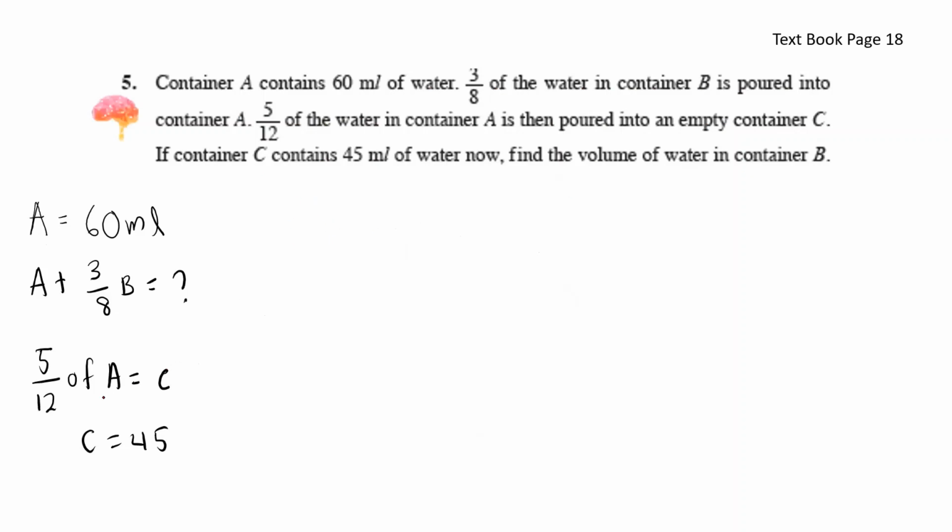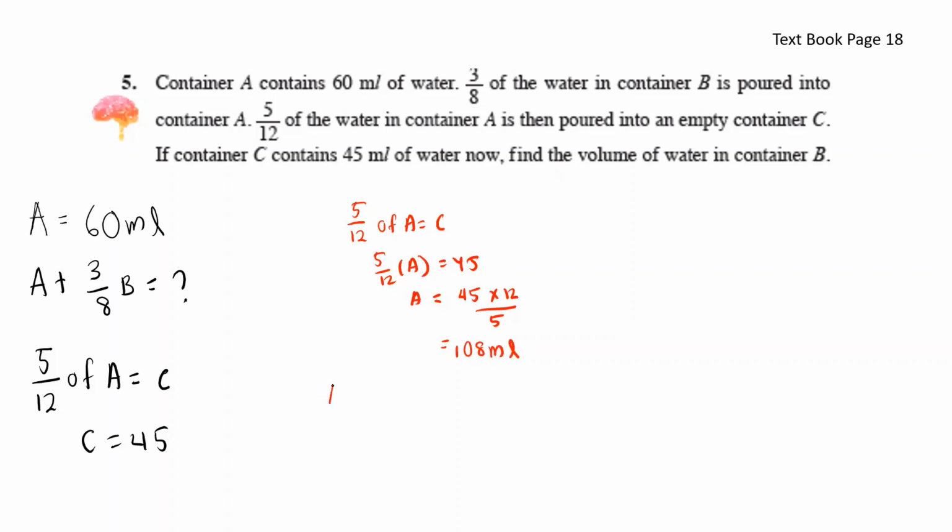So here we have 5/12 of container A water is now in container C. So that is 45 ml, right? So let's calculate the volume of water in container A first. So here we have 5/12 of A equals C, which is 5/12 of A is 45. So here we get to find A. We get 45 times 12/5. Here we get 108 ml.